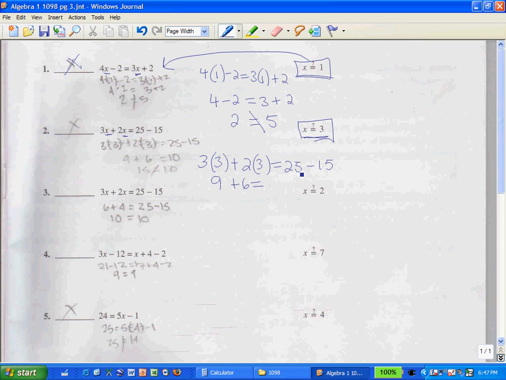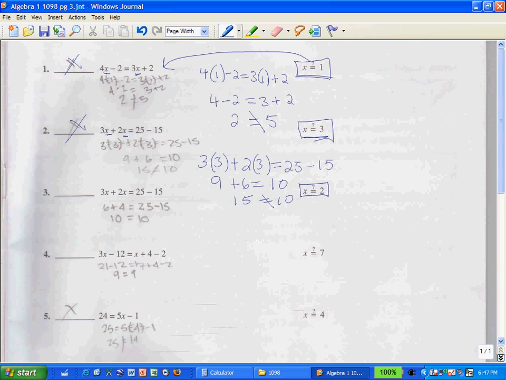Well, 25 minus 15 is 10. So 9 plus 6 is 15 equals 10. So then that's not true either. X does not equal 3, because if x equaled 3, then we would get the same number on both sides of the equal sign. Okay, so we're going to put an x there too. And let's go to the next equation.